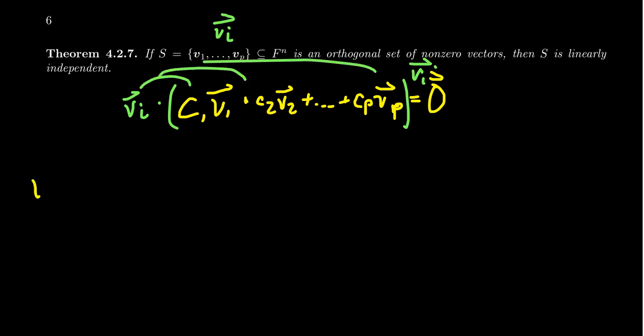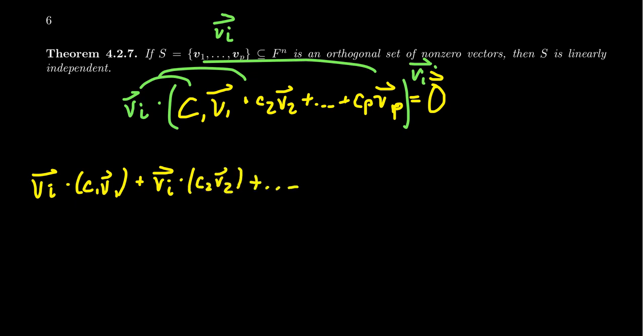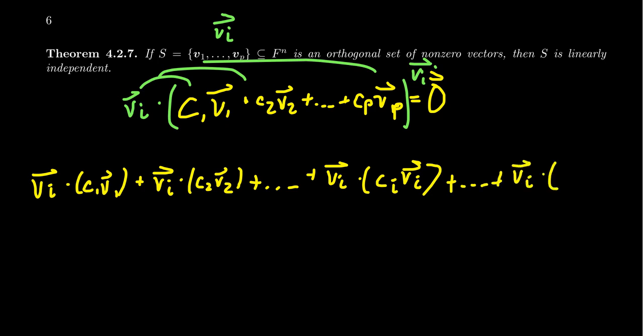So we end up with Vi dot c1 v1, and then you're going to get the next one, Vi dot c2 v2, right? And then you continue down in this list. At some point in the list, though, you're going to get Vi dot ci vi, so it's going to be dotted with itself, and then you continue on till the very end, Vi dot cp vp. Now the right-hand side is going to be easy. If you take any vector dot 0, you're going to get 0 like so.